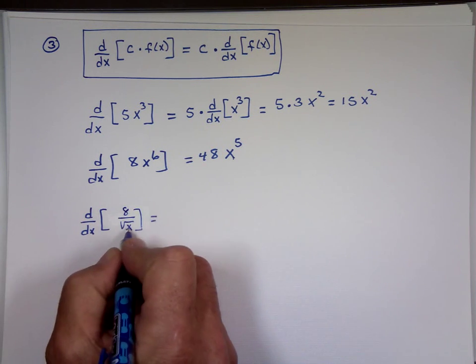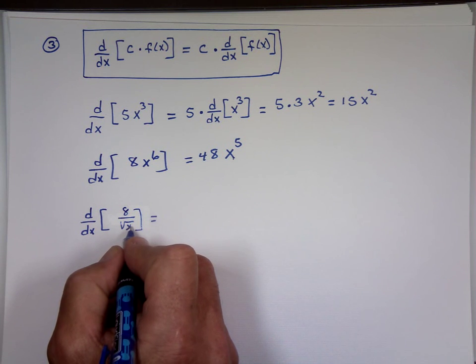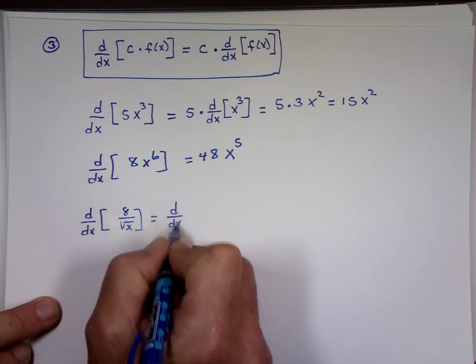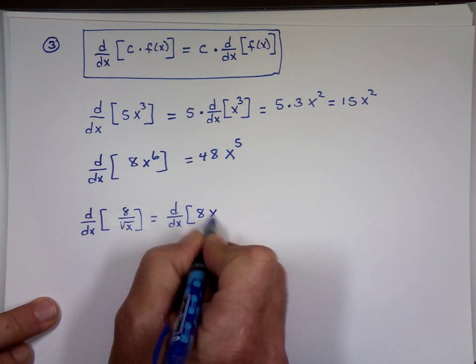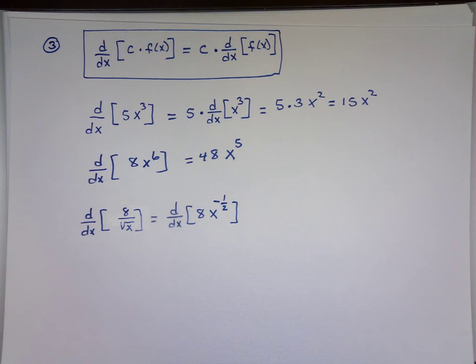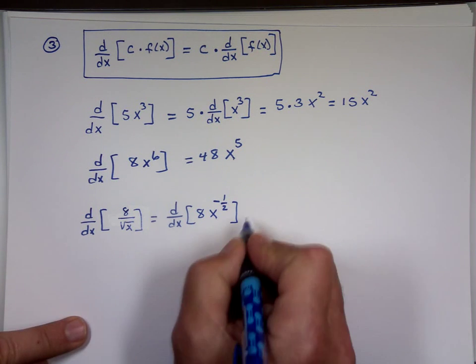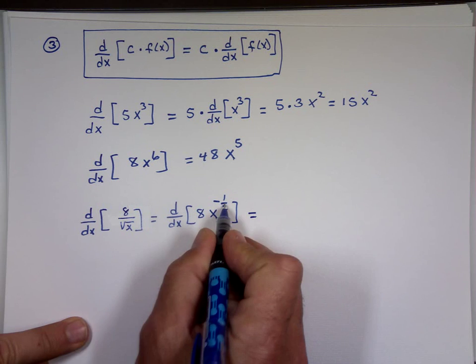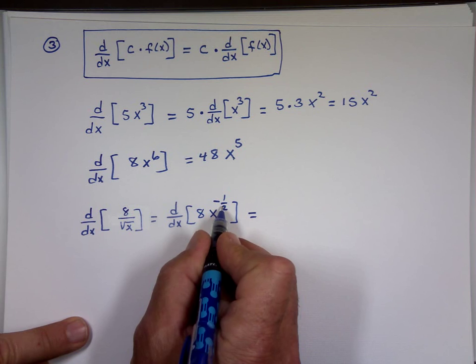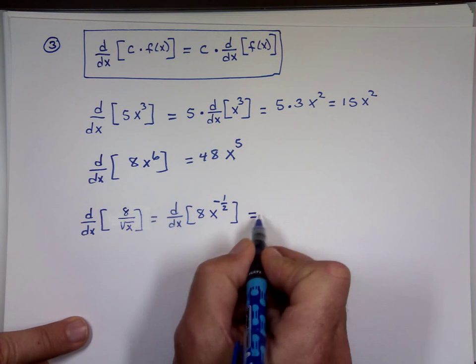We know the square root of x, x to what power? 1/2. But because it's in the bottom, that becomes what? 8x to what power? Negative 1/2. You agree with that one? Now, multiply these 2 numbers. What's 8 times a negative 1/2? Negative 4. Negative 4.